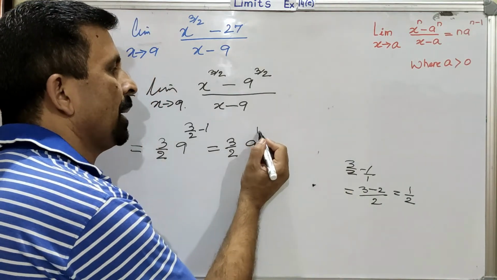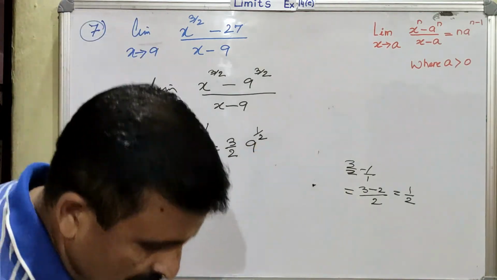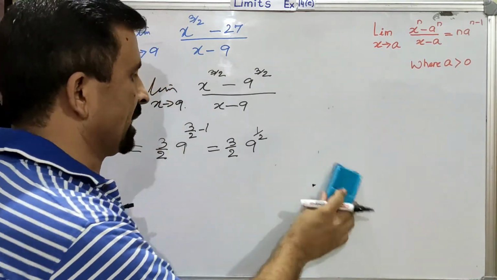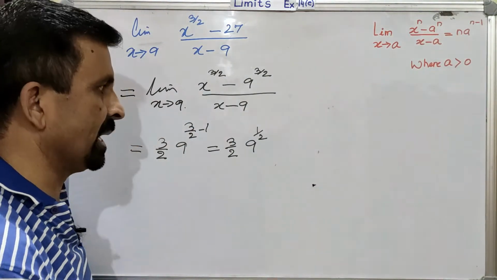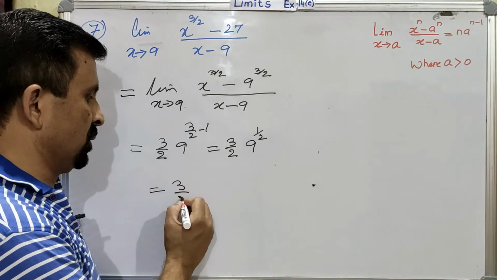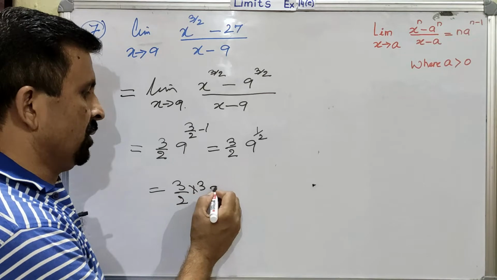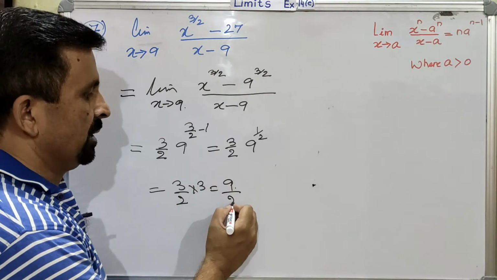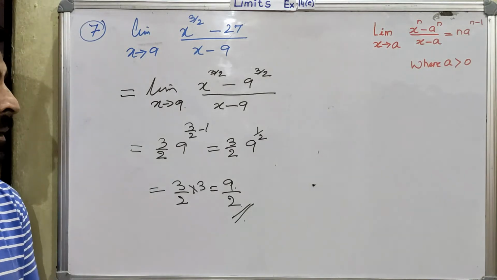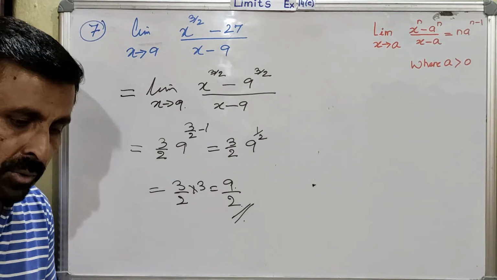So this becomes power half. And you know the meaning of power half; just now I told you. Power half means square root, that means the square root of 9. The square root of 9 is 3. So this is 3 over 2 into 3. Your answer is 9 over 2. This is your answer. Hope I am very clear to you.